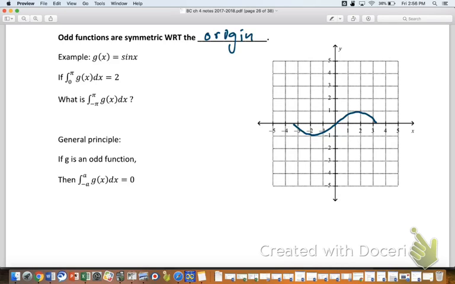So based on a graph like that with that origin symmetry, if the integral from 0 to pi was 2, which it actually is, then what do you think the integral from negative pi to pi would be? 0. It would have to be 0 because the area over here would be the exact same as the other area, but it would be below the x-axis. So it would accumulate negatives instead of positives, and they'd essentially cancel each other out. General principle here: if g is odd, then the integral from negative a to a, with symmetric limits, you'll get 0.